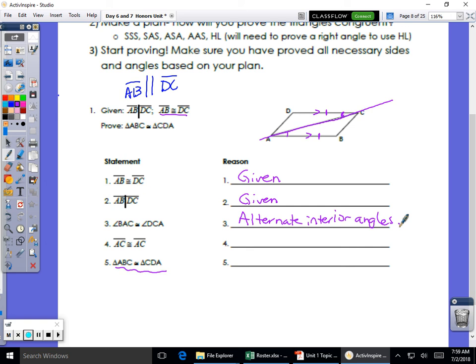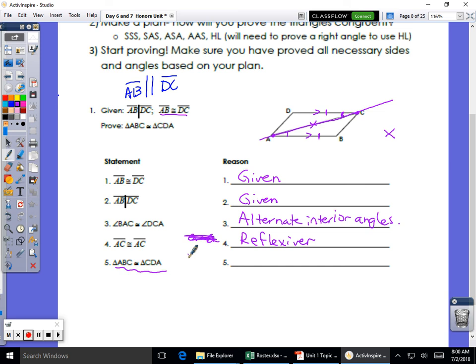Okay. AC is congruent to AC. Well, if AC is congruent to itself, this line AC is congruent to itself. Sometimes you'll see this marked like an X. This is congruent to itself. Well, the property we're going to use is called the reflexive property. We talked about that a minute ago. A equals A. If something equals itself, it's called the reflexive property.